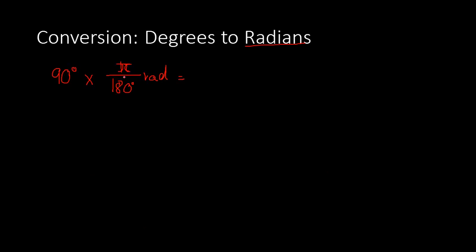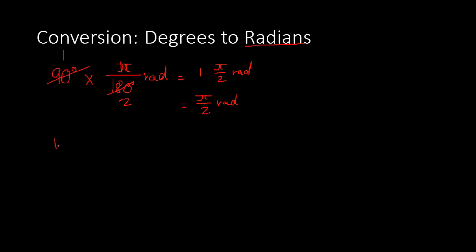So because of that, we can get the answer. 90 degrees times this, it would be canceled because 90 degrees and 180 degrees are divisible by 90 degrees. So we can simplify. 90 degrees will become 1, 180 degrees will become 2. So hence you have 1 times pi all over 2 radian. Hence, your final answer is pi all over 2 radian. See? That's it. That's how you get the radians. All right? So one more example.